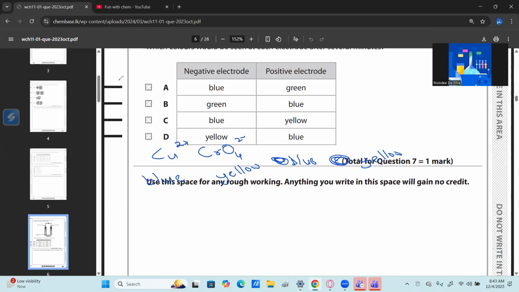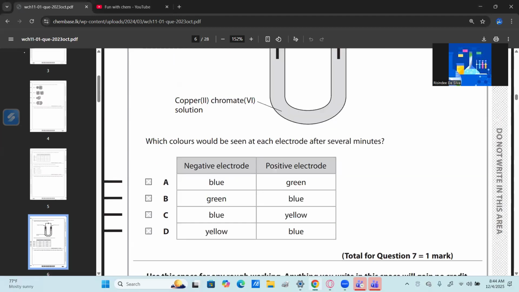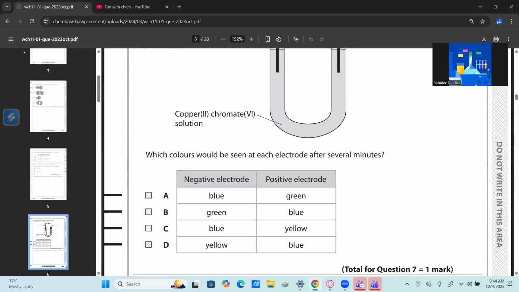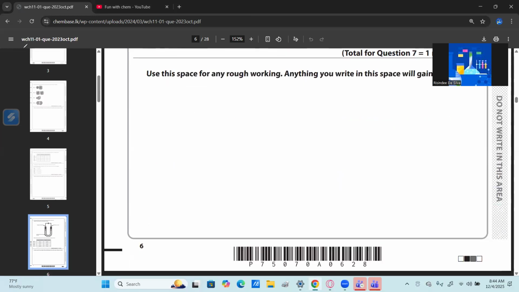Green is for the solution. When you have both ions, Cu2+ blue and chromate yellow, it appears as a green solution. The rest of the test tube will have green color, like this part will be green. But near the anode and the cathode only, the colors will be different because specific ions will get attracted to the specific electrodes.